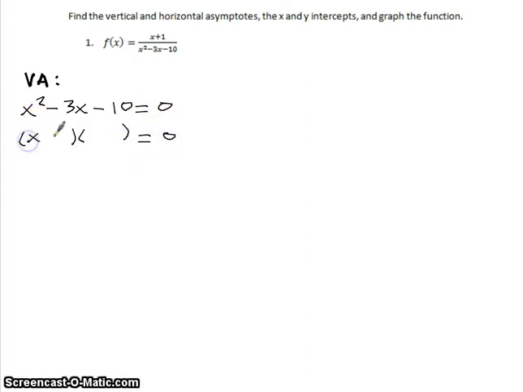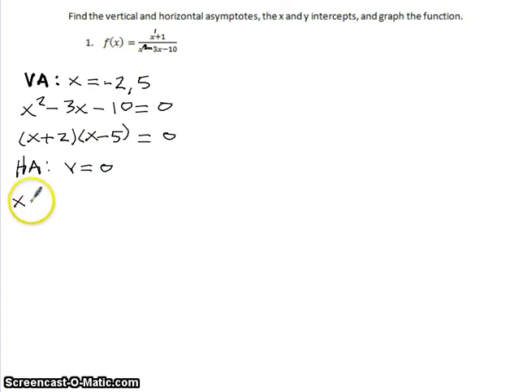and we have x minus 5 and x plus 2. That means we have vertical asymptotes at x equals negative 2 and x equals positive 5. The horizontal asymptote is 0 because in the numerator we have a power of 1 and in the denominator we have a power of 2. The denominator degree is larger, so our horizontal asymptote is equal to 0.